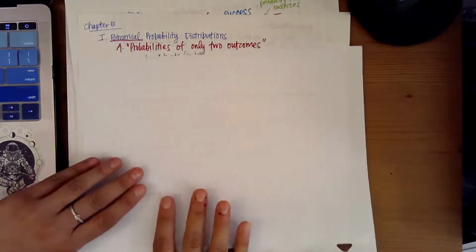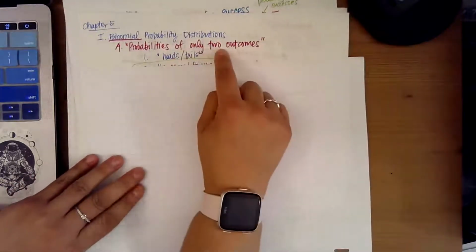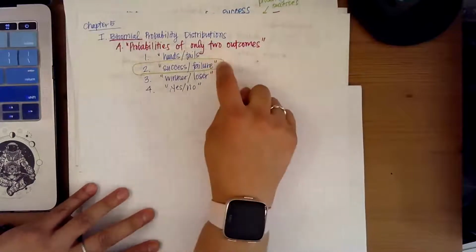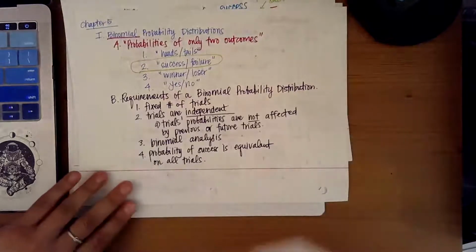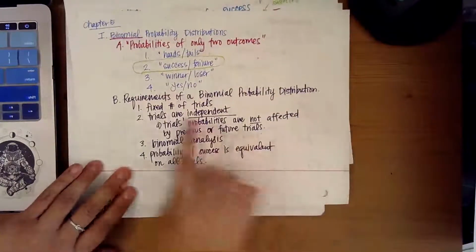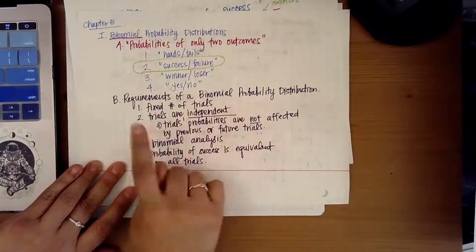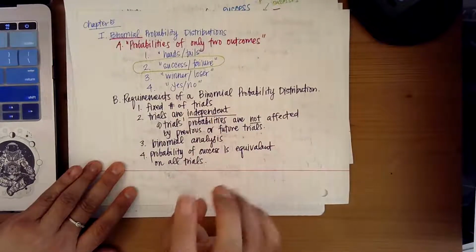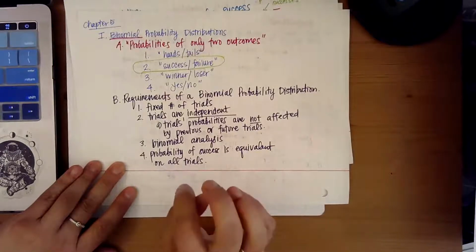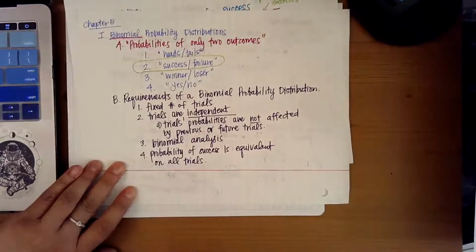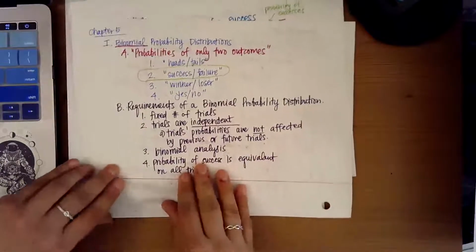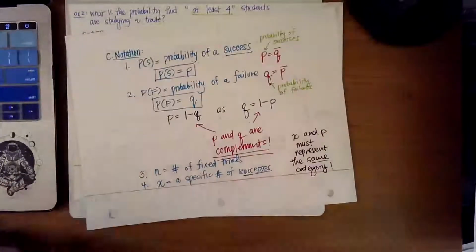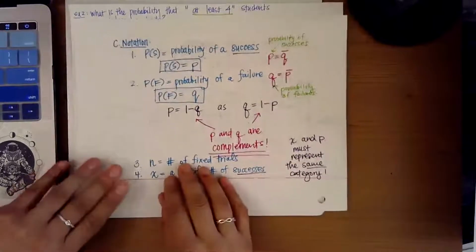Some of these markers can be heads or tails if you're flipping a coin, success, failure, winner, loser, or yes, no. Okay. So some requirements for a binomial probability is that there has to be a fixed number of trials. Trials must be independent. That means the probability of any particular trial is not affected by previous nor future trials. And in the binomial, the probability of success is equivalent on all of them. So this all contributes to the independence that they have.